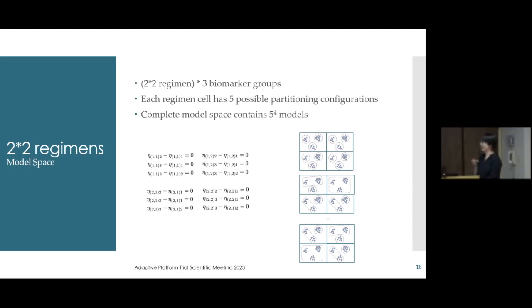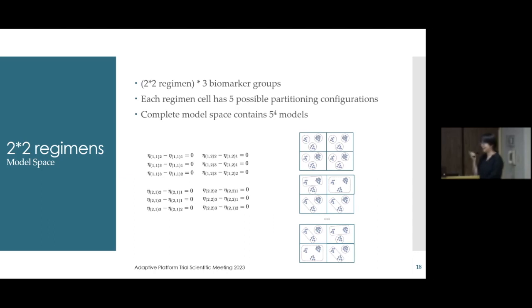Okay, let's look at the model space. Each regimen cell will have 5 possible partitioning configurations, just as we discussed in the 1 regimen example. And the complete model space contains 5 to the power of 4 models.